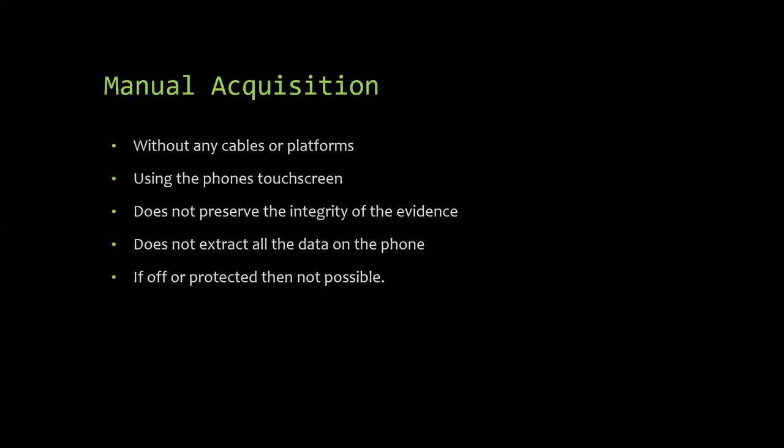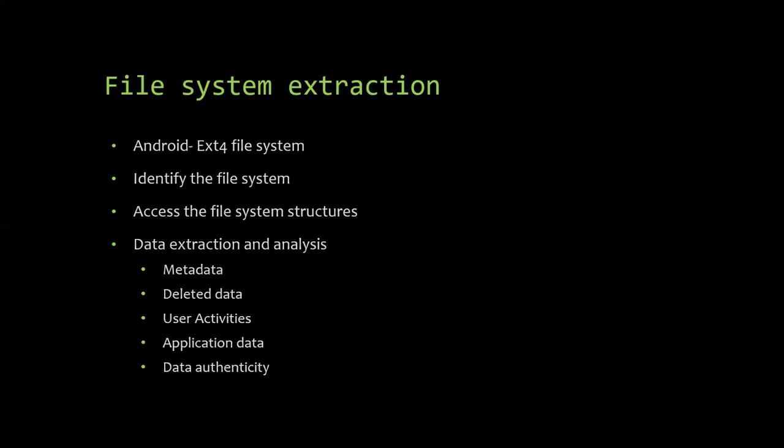Manual acquisition is done in cases where we do not have any tool to analyze the mobile phone. It is done without any cables and uses the touchscreen; it does not preserve the integrity of evidence, and not all data can be extracted using this method. Then there is file system extraction, where we are able to extract and analyze data such as metadata, deleted data, activities, etc.